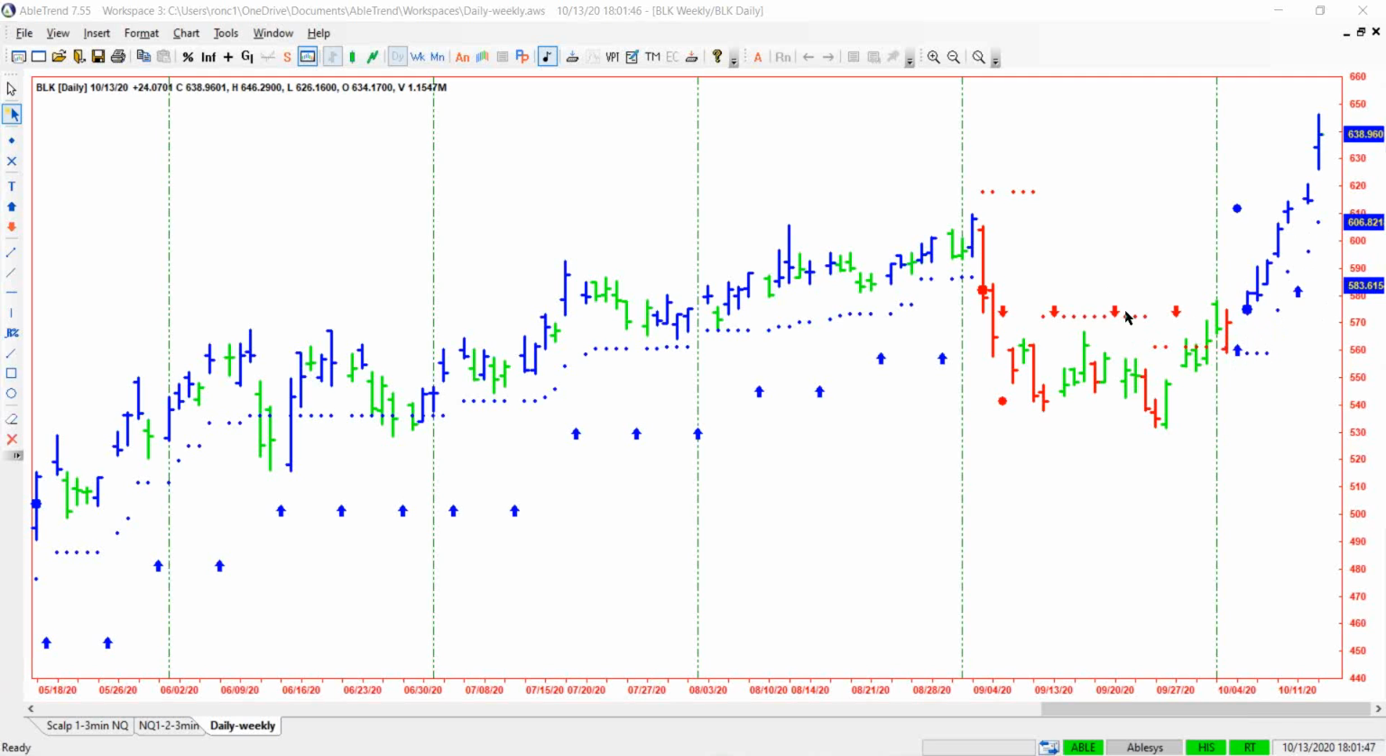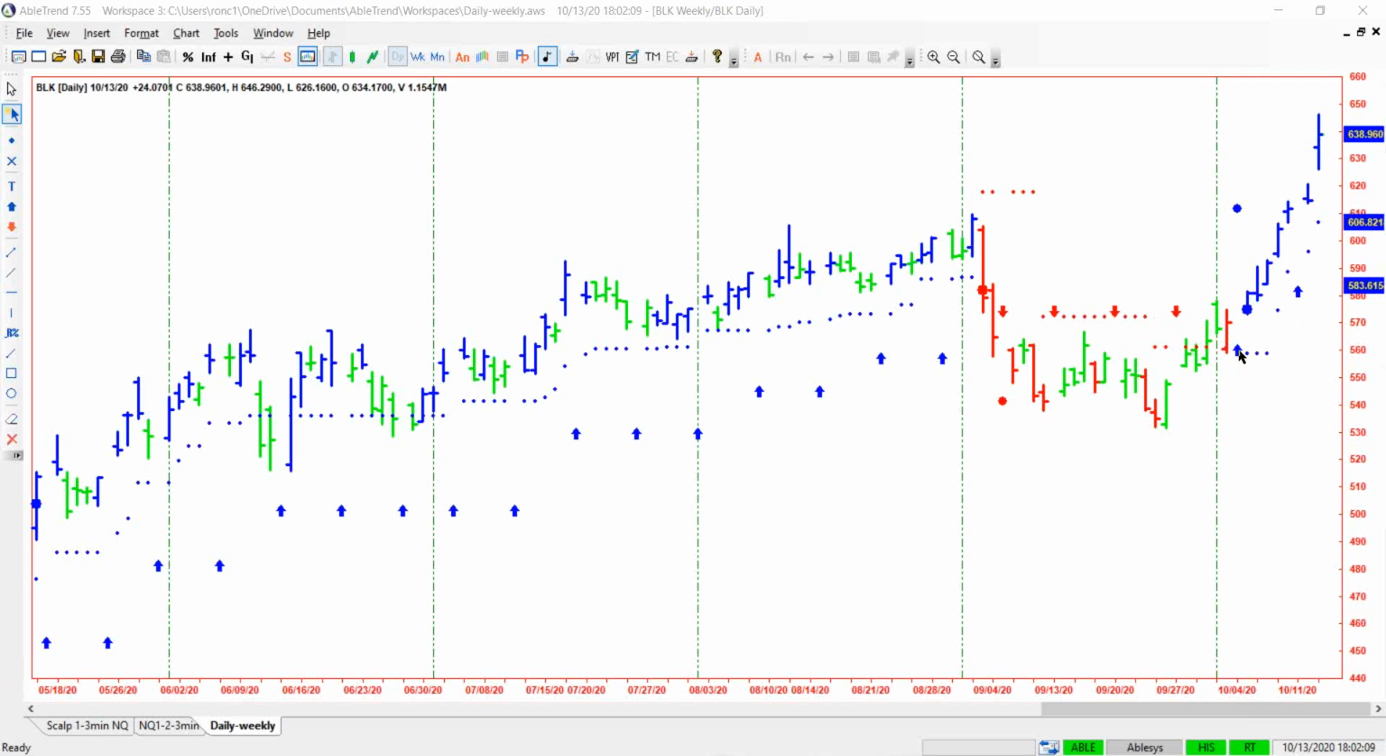The red dot is the 1 minute sell signal. The arrow is the 3 minute sell signal. The blue dot is the 1 minute buy signal, and the 3 minute arrow is also a buy because it's blue. So it's just blue and red. I mean, really, that is all it is.